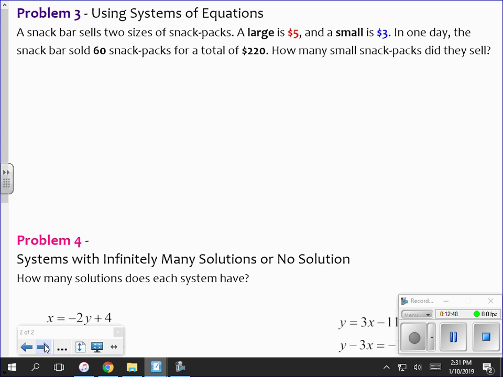Okay. So, word problem. These are typical word problems. Systems of equations really like word problems. They love word problems, and they're often very easy word problems to do. You have 2 variables, 2 equations. That's what you need to have.